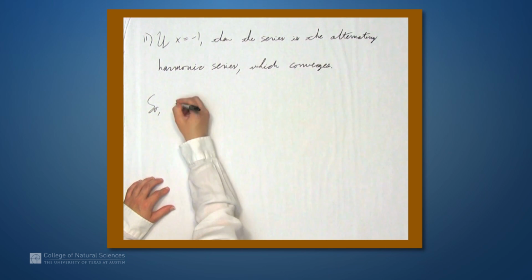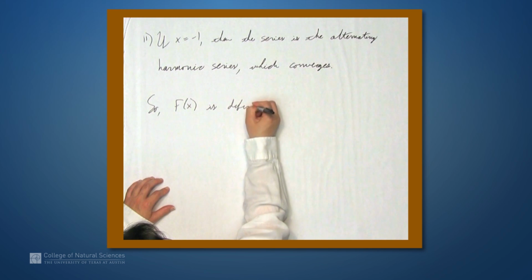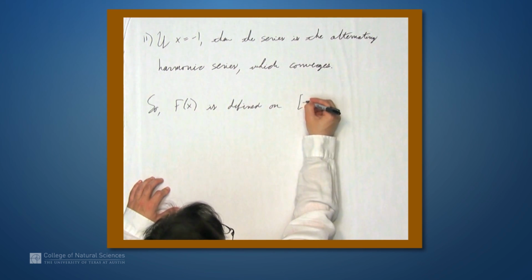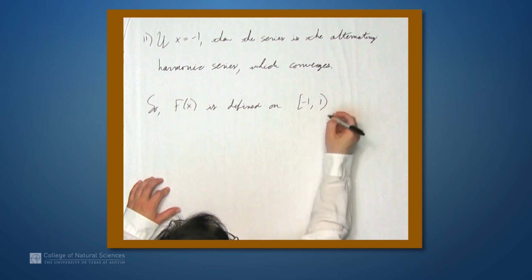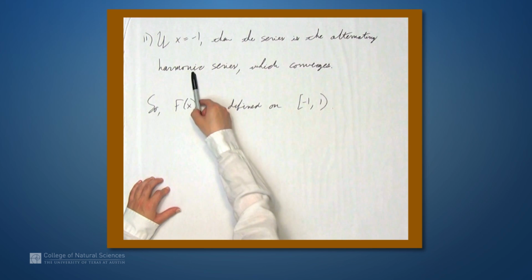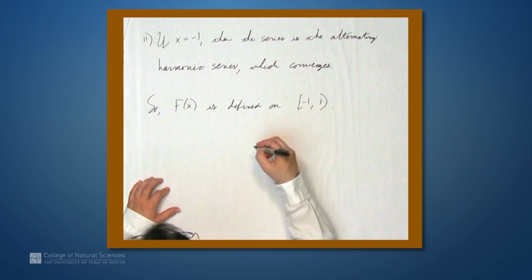So f of x is defined on the half-open interval from -1 to 1. It includes -1 because that's the case in which we get the alternating harmonic series, and does not include 1 because that's the case in which we get the harmonic series.